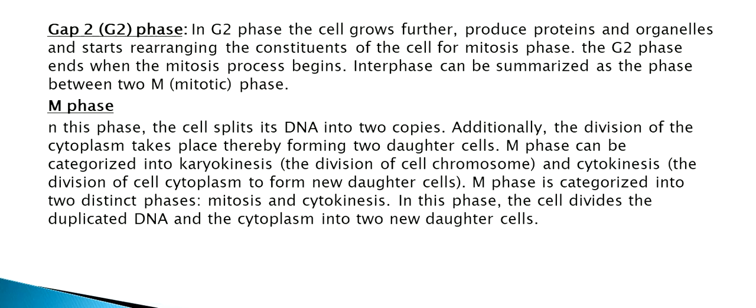In M phase, the cell splits its DNA into two copies. Additionally, the division of the cytoplasm takes place, thereby forming two daughter cells. M phase can be categorized into karyokinesis, the division of cell chromosome, and cytokinesis, the division of cell cytoplasm to form new daughter cells. M phase is categorized into two distinct phases, mitosis and cytokinesis. In this phase, the cell divides the duplicated DNA and the cytoplasm into two new daughter cells.